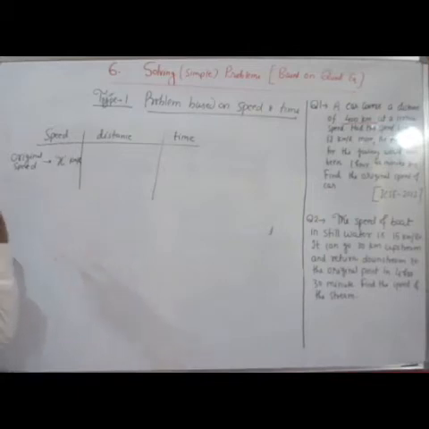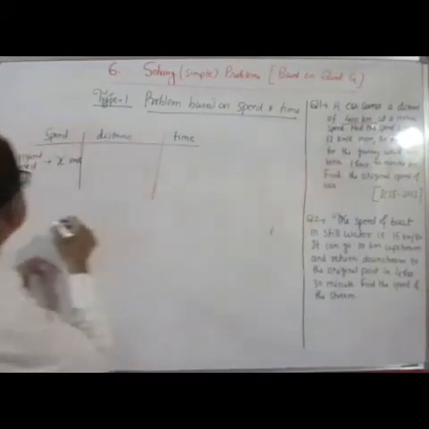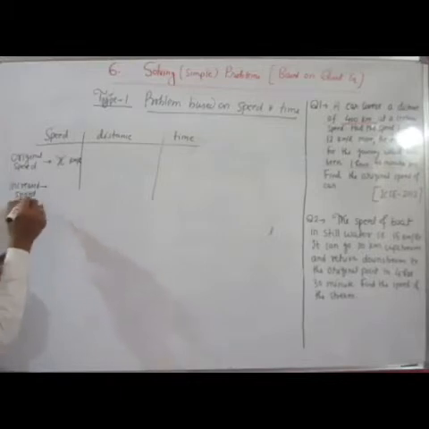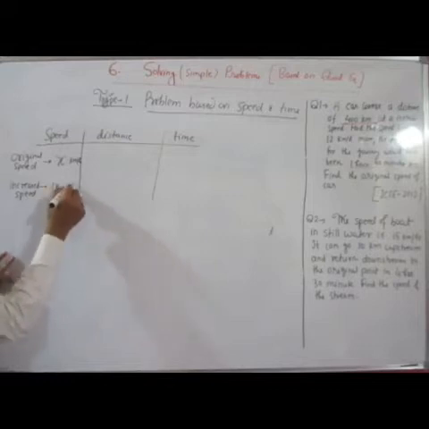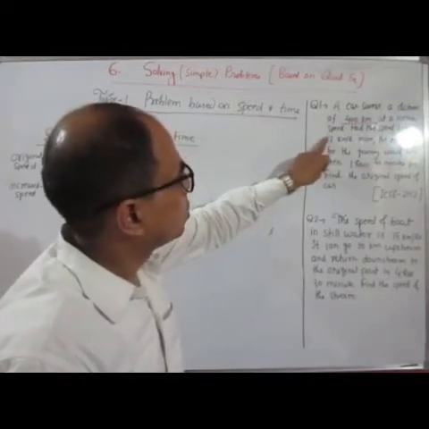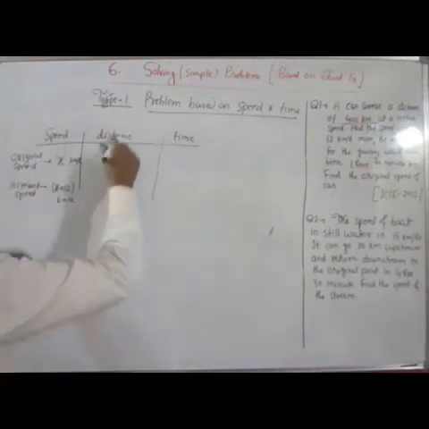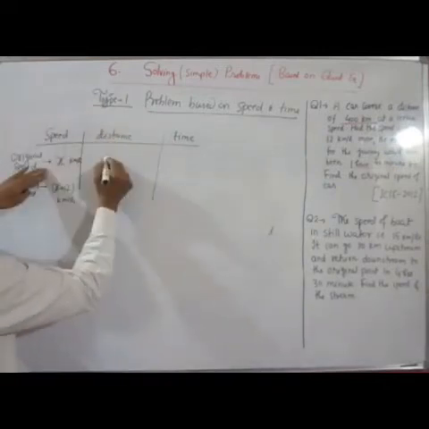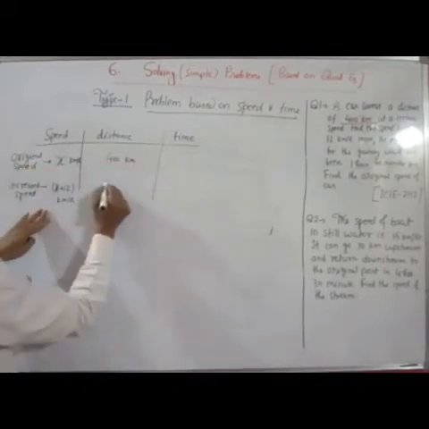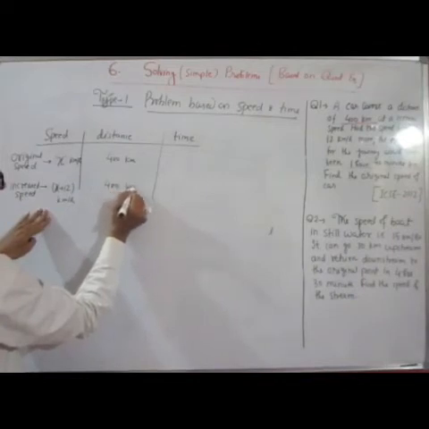Now had the speed been more, so the increased speed of the car is x plus 12 km per hour. According to the question, the increased speed is x plus 12 km per hour. Now with this speed, the distance covered is 400 km, and with the original speed also, the distance covered is the same, 400 km.